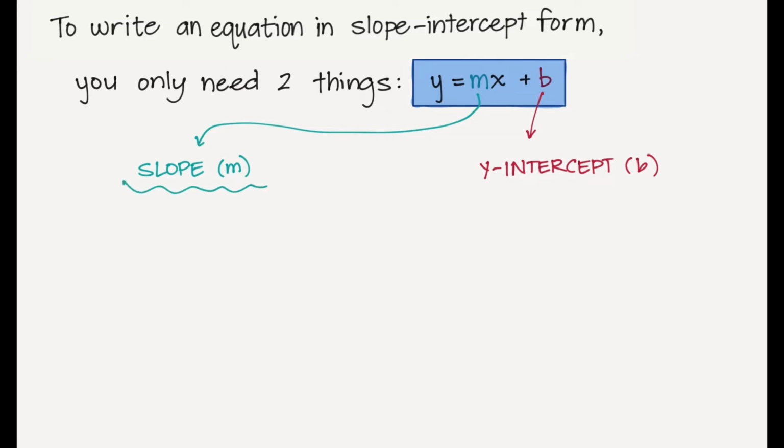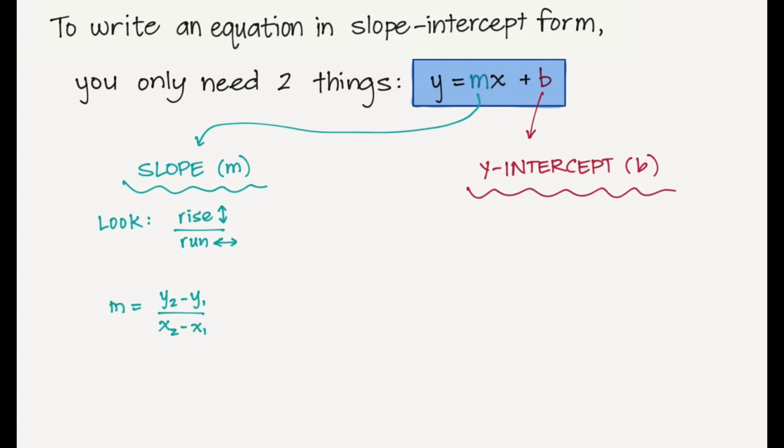So let's talk about different ways where you can find the slope of a line. If you have a picture, you could just look at the line and you can count how far up am I going or down am I going, and then how far sideways am I going. That's called the rise over the run. Another way that you could find the slope is if you have 2 points, you can use the slope formula. y2 minus y1 over x2 minus x1. So there's 2 different ways that you could determine the slope.